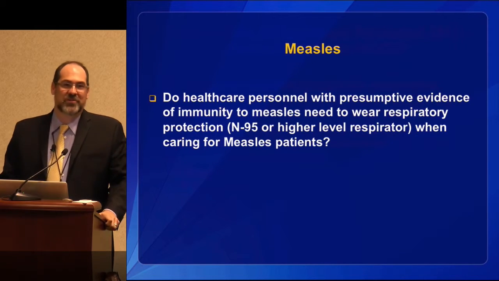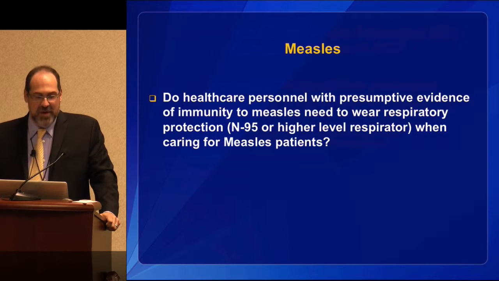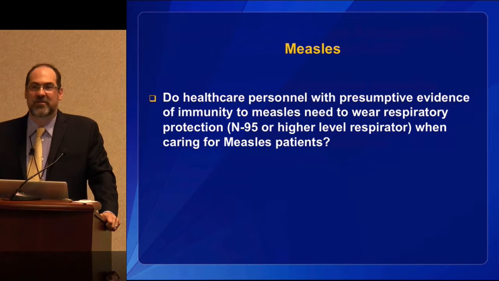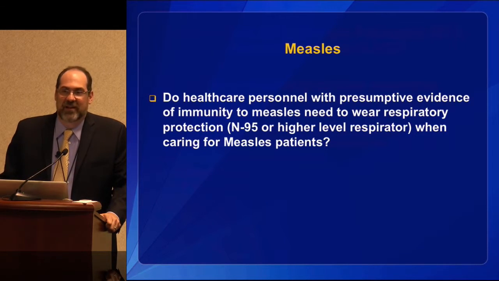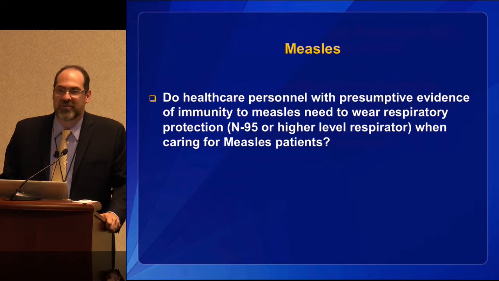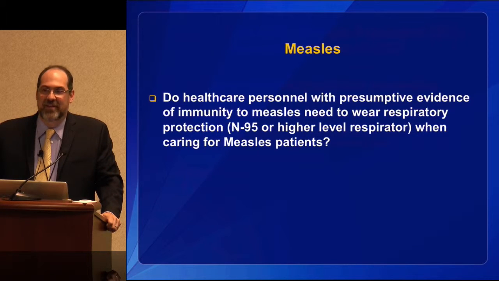So I'm going to pose a question where I think there is a lot of confusion over what to do. Do healthcare workers who have presumptive evidence of immunity to measles need to wear an N95 respirator or better when caring for those patients? In previous guidelines, I could say isolation precautions from CDC in 2007, this issue is partly addressed, and CDC stayed silent on it, saying we have no recommendation. There's no evidence to tell us whether or not you actually need to do this, and said there's no recommendation.